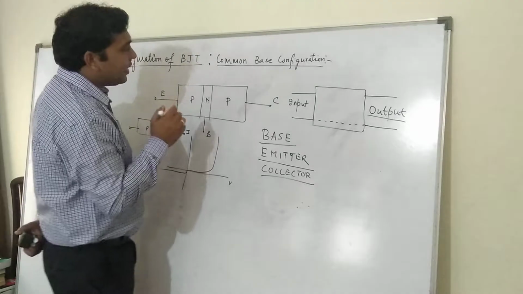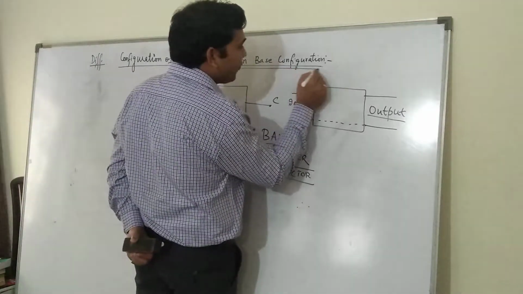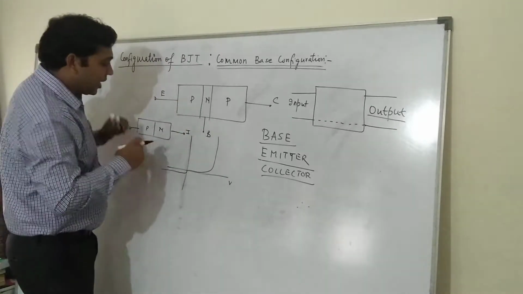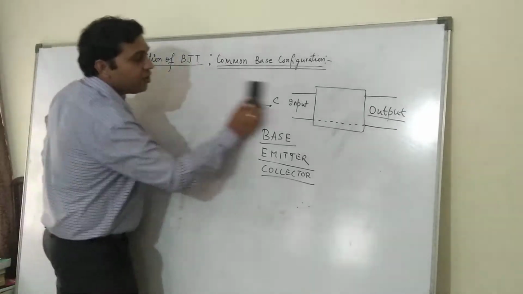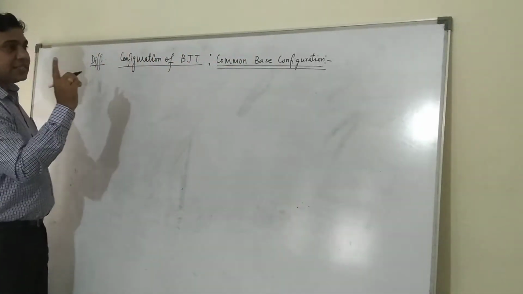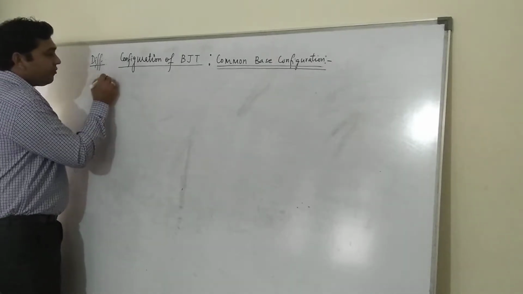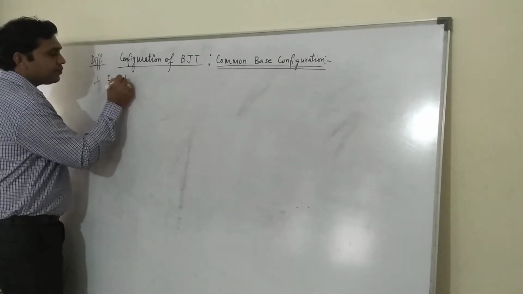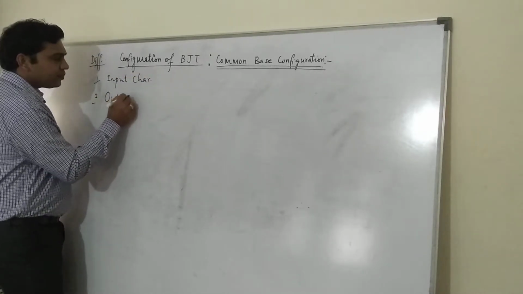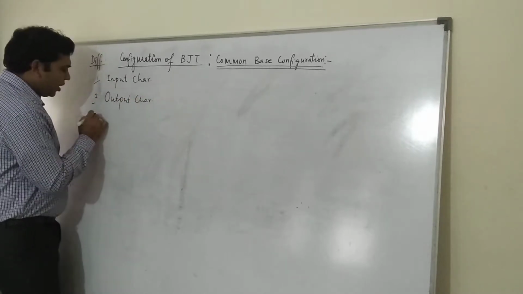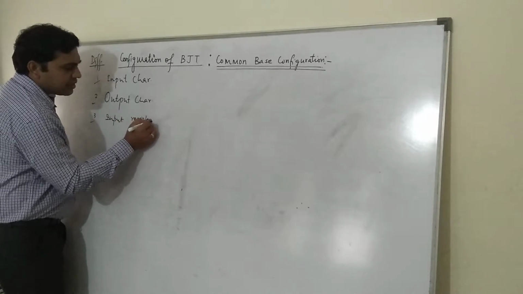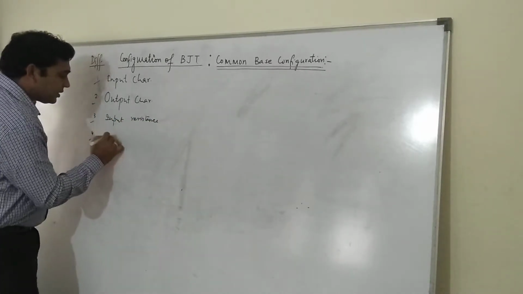So today let me tell you about the common base configuration. What will be the input characteristics of the common base configuration? What will be the output characteristics? What will be the input dynamic resistance? What will be the output dynamic resistance? Whenever we discuss any configuration, number one, we will see the input characteristics. Number two, we will see the output characteristics. Number three, we will see the input resistance, and we will see the output resistance.